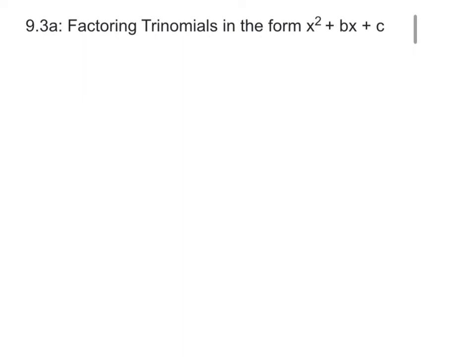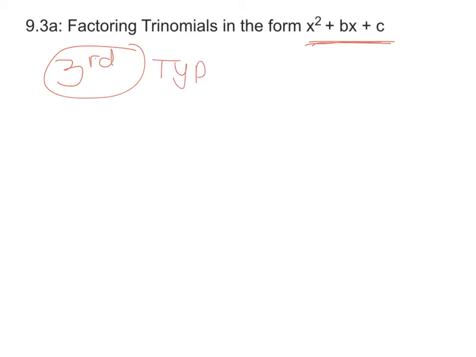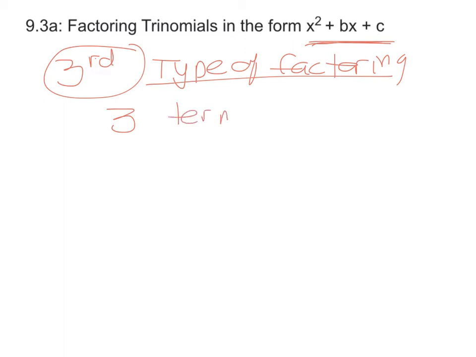In section 9.3a, it's called factoring trinomials in the form of x squared plus bx plus c. So this is now the third type of factoring. And you will only use this type of factoring if there are three terms. That's why it's called factoring trinomials, tri meaning three.